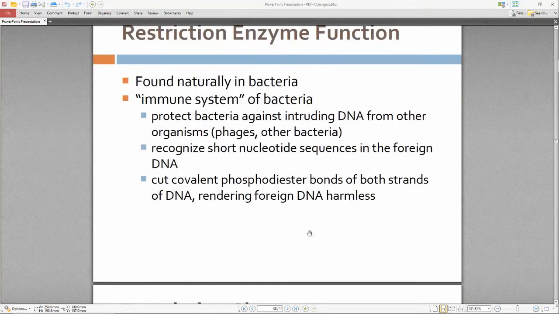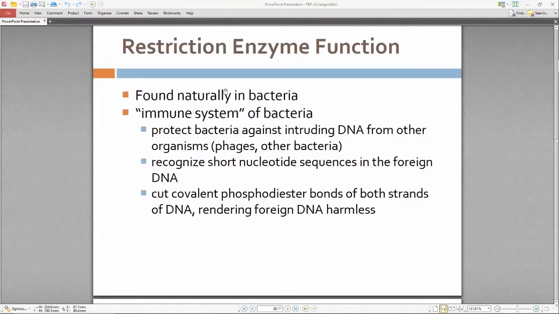So what do they do? They're found naturally in bacteria, and they're essentially the immune system of bacteria. They protect the bacteria against intruding DNA from other organisms, like phages, which are a type of virus, or other bacteria. They can recognize short nucleotide sequences in the foreign DNA and then cut the phosphodiester bonds of both strands of this foreign DNA, basically rendering it harmless.